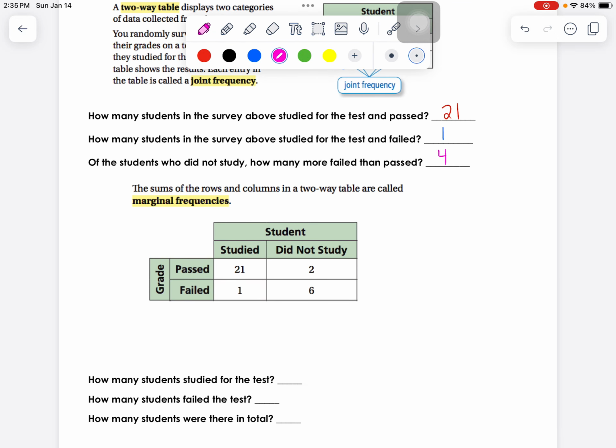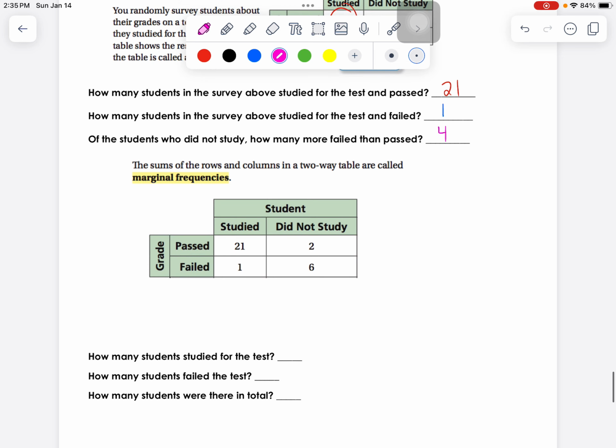The next idea here says, find the marginal frequencies. Marginal frequencies are the totals. So if you're looking, it says how many students studied for the test. If you add up the number of students who studied, that's this column here, you would end up with a total of 22 students who studied. How many students failed the test? Failed the test is going horizontal here. So there were a total of 7 students who failed the test.